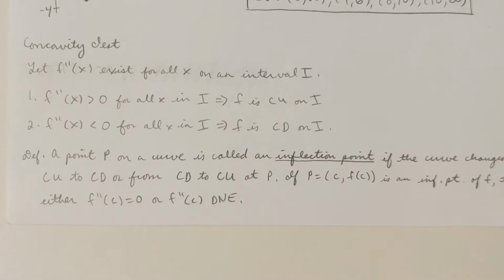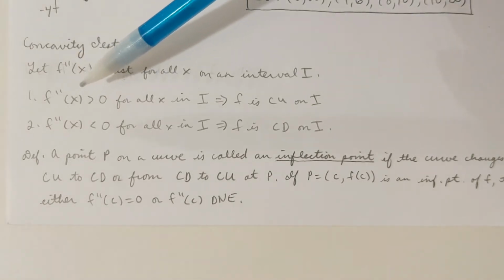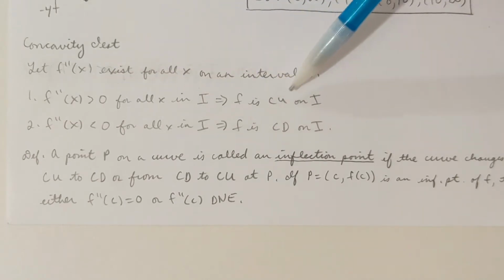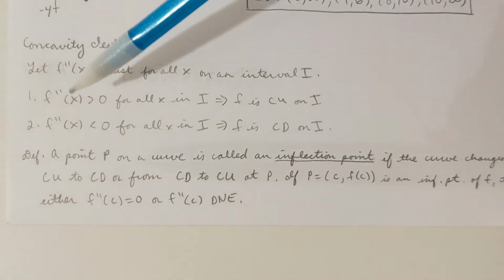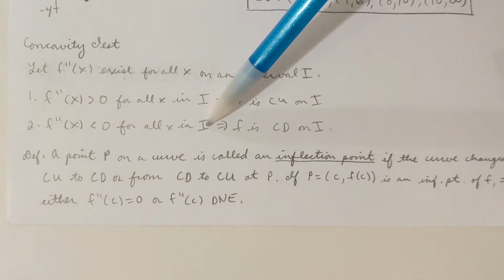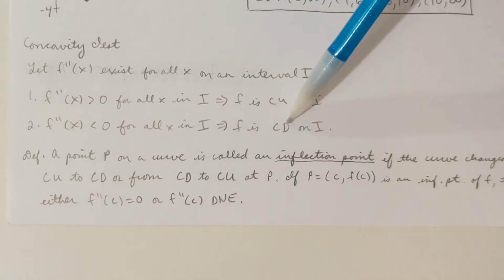Here's the concavity test. Let f double prime exist for all x on an interval I. Item 1, if f double prime of x is greater than 0 for all x on that interval, f would be concave up on that interval. Item 2, if f double prime of x is less than 0 for all x in the interval, f would be concave down on that interval.